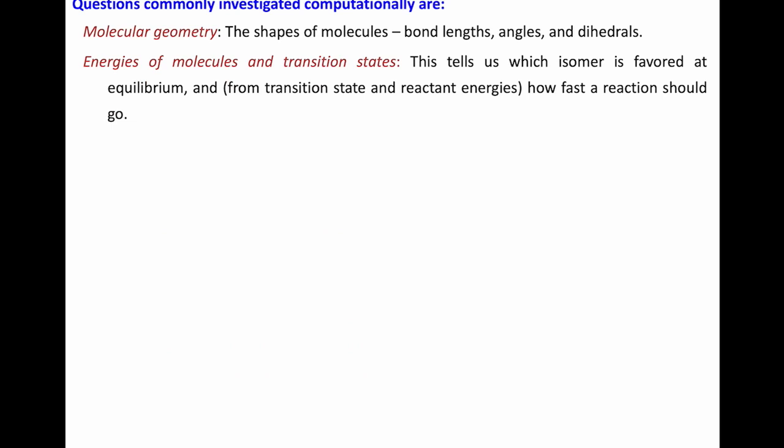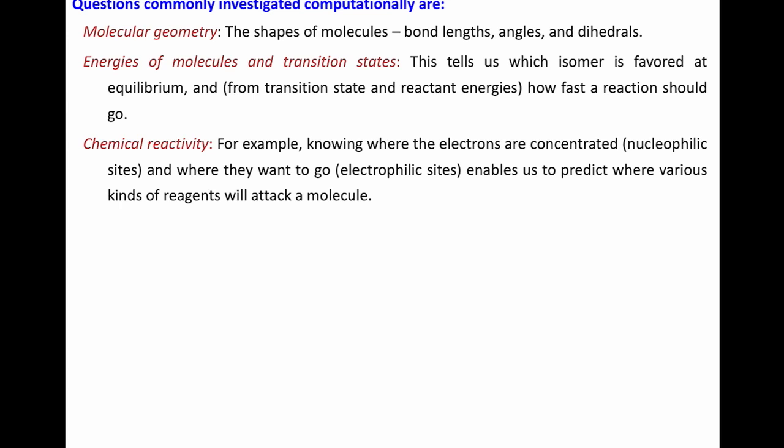Computational chemistry is used for various applications. For example, it is used to calculate the molecular geometry. If we know the shapes of molecules, like the bond length, bond angle and dihedral angle, then we can calculate its geometry. These techniques are also used for finding the transition state of a chemical reaction, and again, to find out the chemical reactivity.